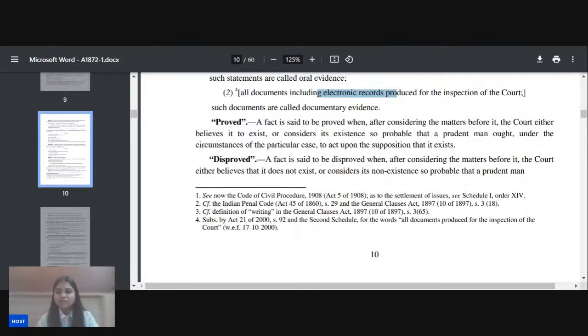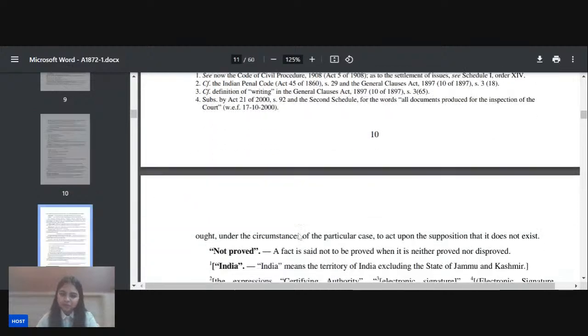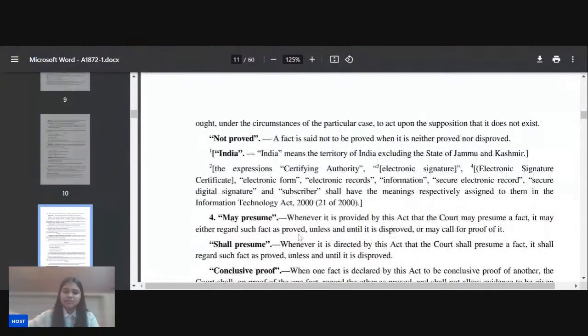Disproved means after considering the matter, if the court believes that it does not exist, or its probability is such that a prudent man will think under these given circumstances that it does not exist, it is disproved. Not proved is when it is neither proved nor disproved. So something which is lying in between, that is said to be not proved. Something which you cannot prove or which you cannot disprove is not proved.